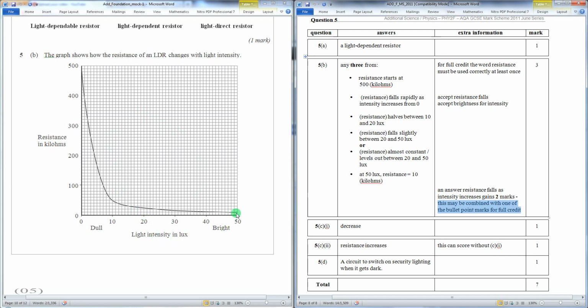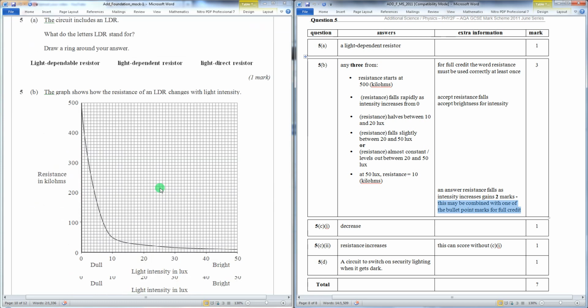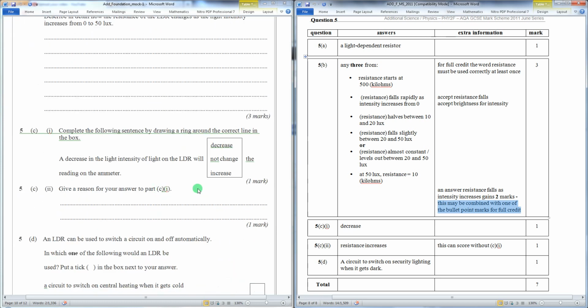So again, we look at the graph. If we imagine starting off at high light intensity and decreasing light intensity, that means the resistance is going to get bigger. As we go down towards the low end of the graph, the low light intensity end of the graph, the resistance gets higher. And if resistance gets higher, it is harder for current to flow around the circuit here. If it's harder for current to flow, the current will decrease. So there is our answer.